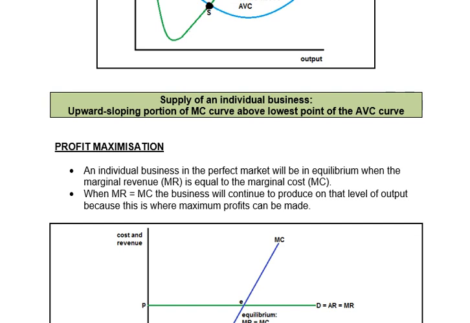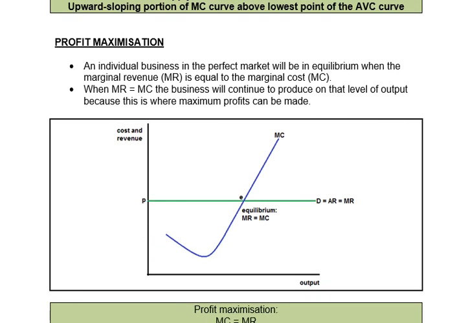Okay, now very important, we said that every individual business is a price taker. They cannot change the price, okay? So if the price in this case is now P, the only thing that this individual producer has to decide is which quantity he is willing to produce in order to maximize his profit.